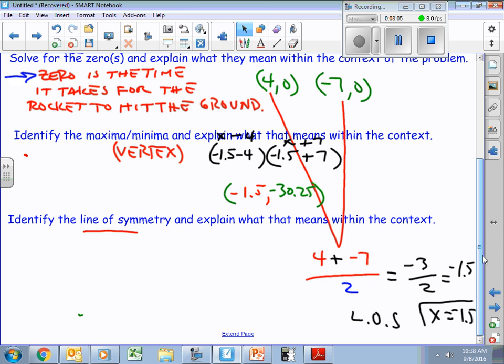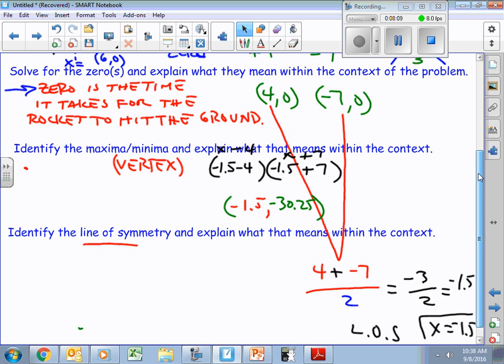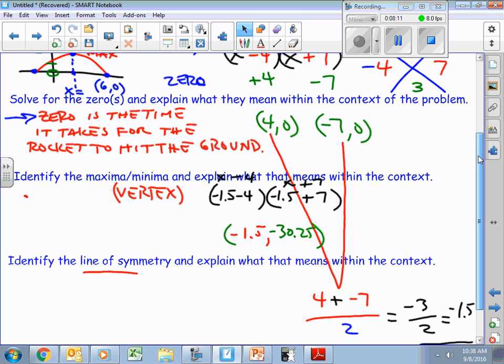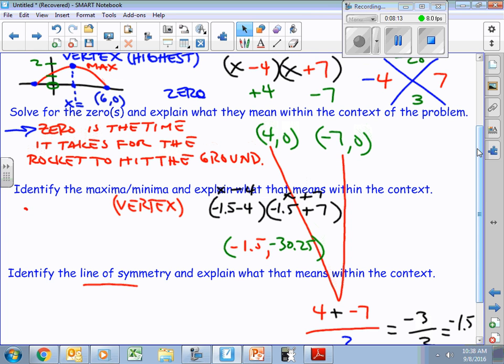So here it comes. Hey, how do I get my vertex? Well, I use the actual line of symmetry, which is negative 1.5, and I put it back into the original. Wherever I see an x, I set x equal to negative 1.5. So in the place of the x, I put negative 1.5, and in the place of the second x, I put negative 1.5.